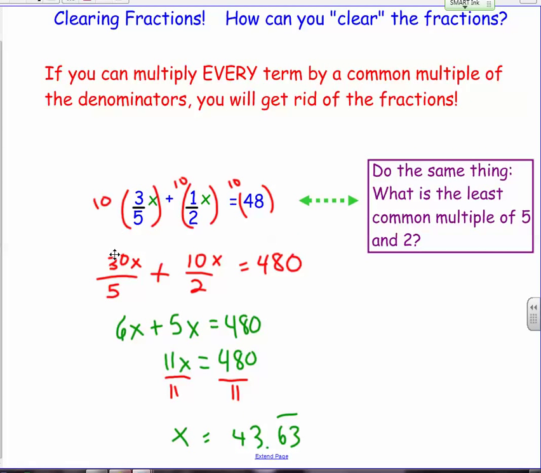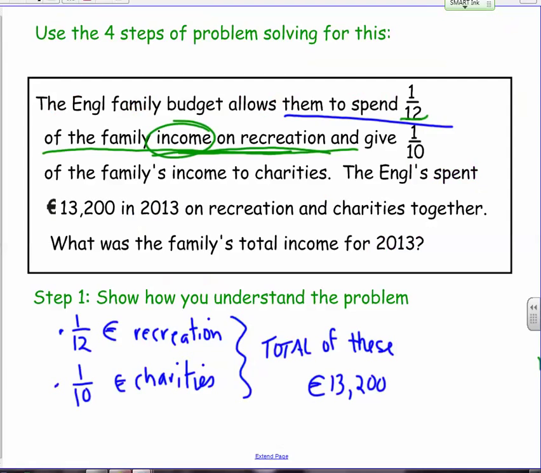So 30 fifths is the same as 6. So 30 fifths x is 6x, or 30x divided by 5 is 6x. Same thing. 10 halves is 5. So 10x divided by 2 is 5x. 480, combine your like terms, divide both sides by 11. And for this one, you get a repeating decimal, 43.63 repeating. You can still go in and check it, but just realize you might be off a hundredth when you go and do your check. So not a big deal. You do it the same way.